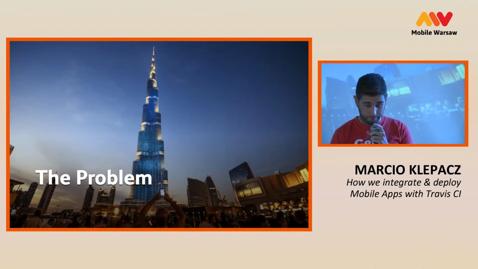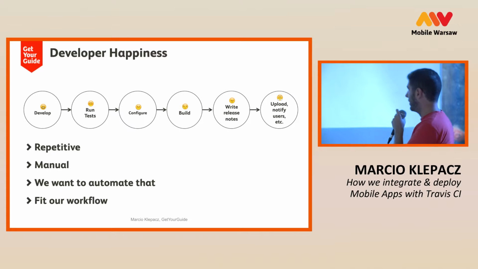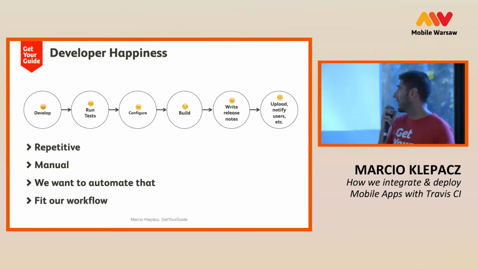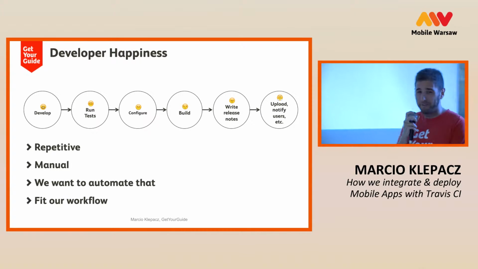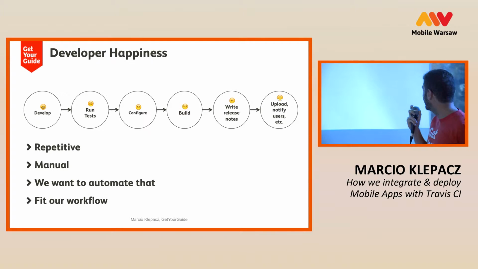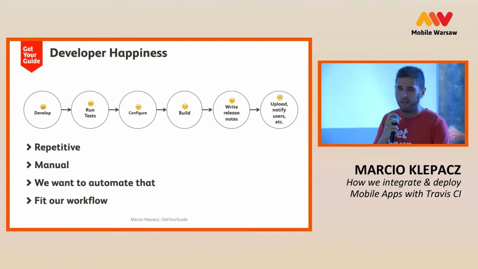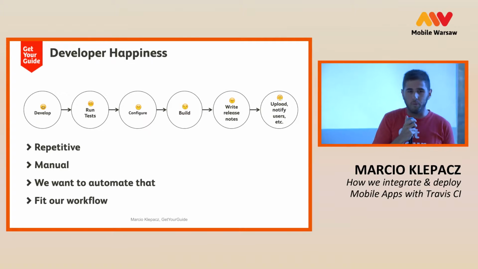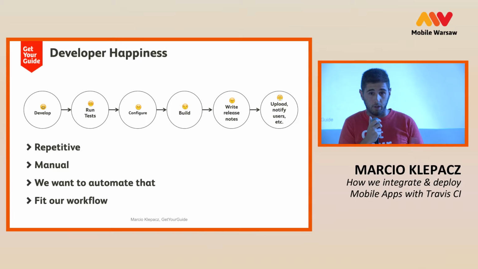Okay, the problem. This is what I like to call the developer happiness graph. Every developer likes to develop, of course. We also like to run tests, no? Configure, yeah, we have to do it. Build and write release notes, upload, notify users, blah, blah, blah. It's very repetitive. It's a manual task, and we are developers. You want to automate that, right? We also want to make that fit in our workflow.